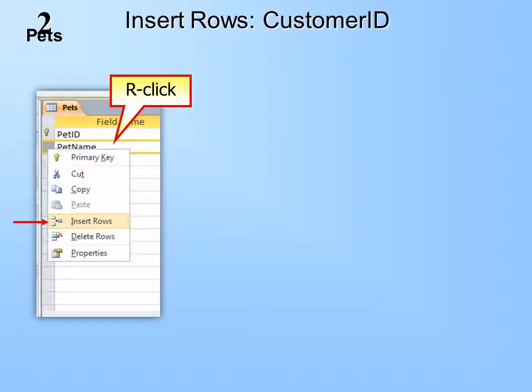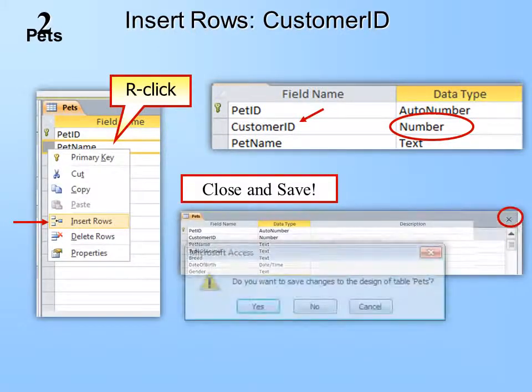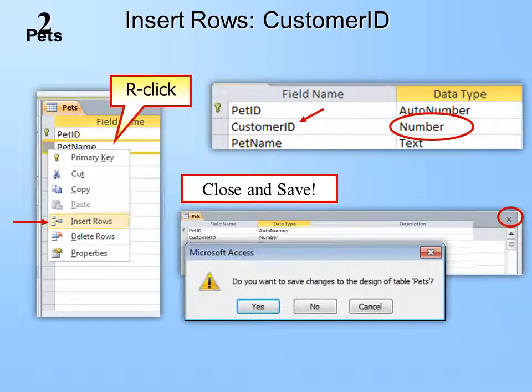We're going to right click on the field name, pet name, and we're going to insert some rows there. The first row we're going to insert is customer ID. We want to make sure that that's there because that is the foreign key from the customer table. And make sure it's a number because customer ID in the customer table was an auto number. That means it must link to a number. So this data type will be number.